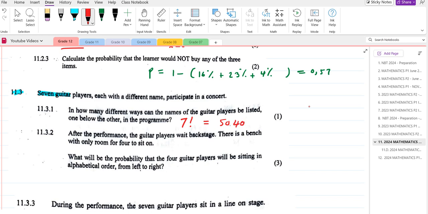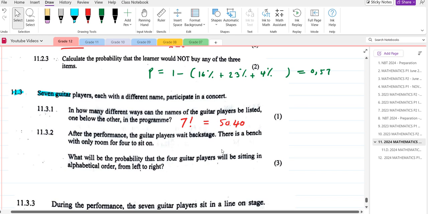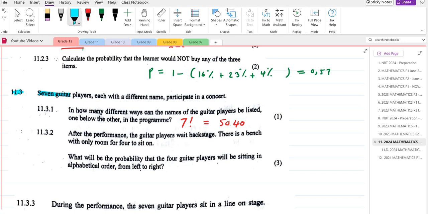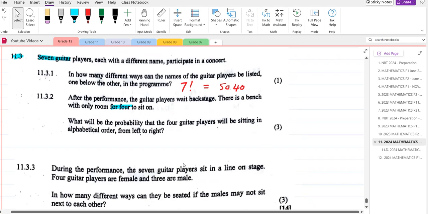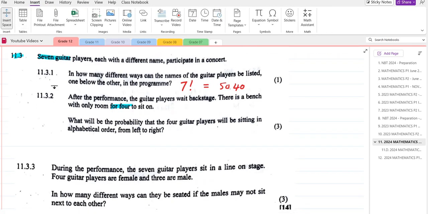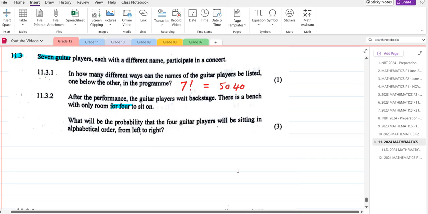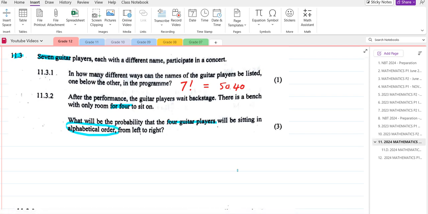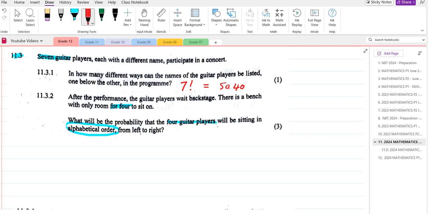After the performance, the guitar players wait backstage. There is a bench with only room for 4 to sit on. So only 4 players can sit on the bench. What is the probability that the 4 guitar players will be sitting in alphabetical order from left to right? So we got a problem with the alphabetical order, but we want 4 guitar players sitting on the bench. Alright, so let's select the 4 players.